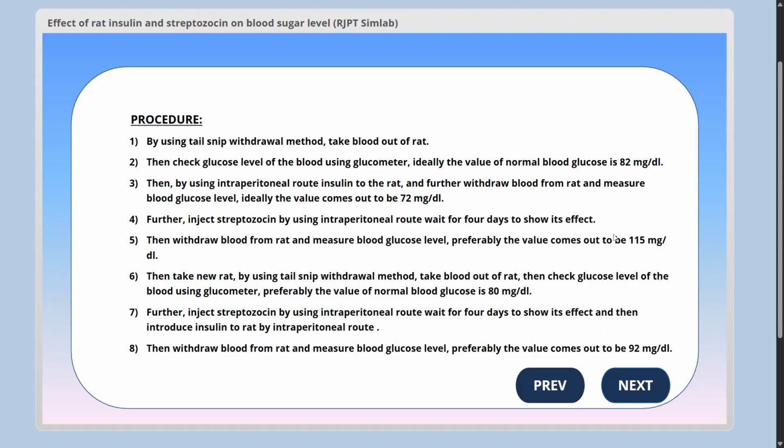As we have seen, by injection the blood sugar has increased for the first rat to 115. But similarly, for the second rat, after the effect of streptozotocin, we have to introduce insulin. We will introduce insulin by the same intraperitoneal route inside the abdominal cavity, which will lower the blood sugar level. And then we again withdraw the blood from the rat and measure the blood glucose level. Preferably, the value should come around 92. So, we will have to observe this by performing this experiment.